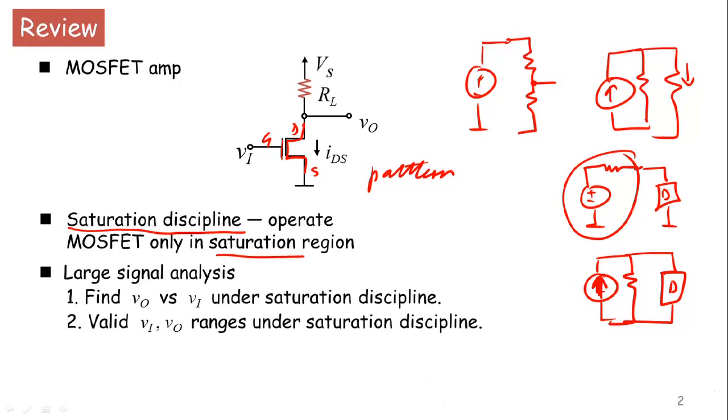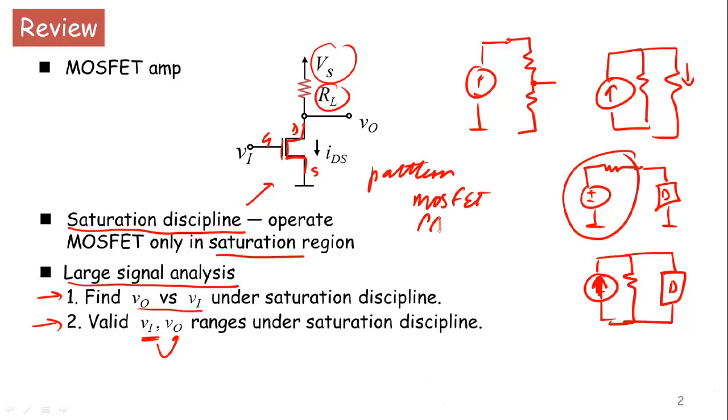Now, in designing circuits with MOSFETs in saturation, we first had to make sure that the voltages that we applied were such that the MOSFET stayed in saturation. In order to do that, we defined something called large signal analysis, and this had two steps. The first step was to find the transfer function under the saturation discipline, V naught versus Vi, for the amplifier above. And the second step was to find the range of input values Vi under the saturation discipline, and the corresponding ranges for V naught, by operating the amplifier for the given values of Vs, RL, and the MOSFET parameters.